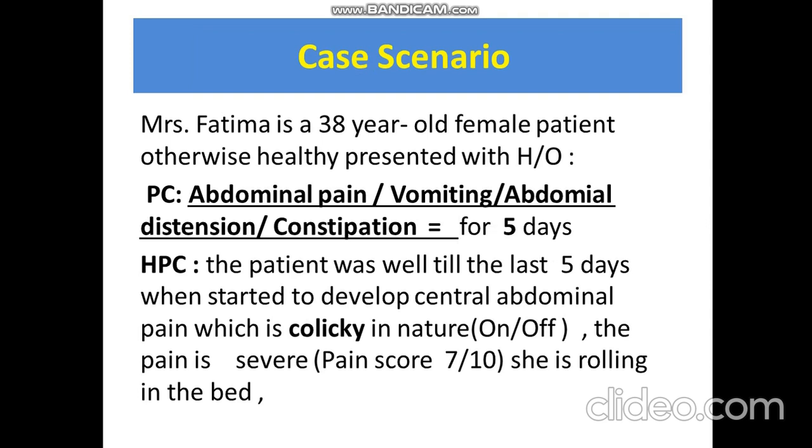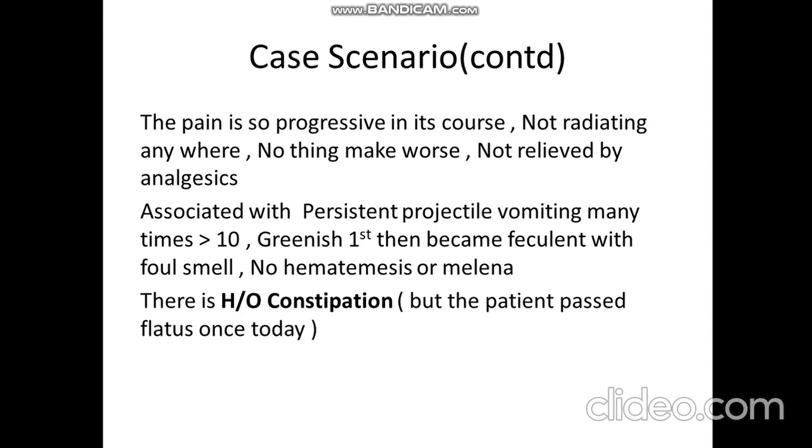central abdominal pain, which is colicky in nature, on and off, and the pain is severe. The pain score was 7 out of 10 as described by the patient. She was rolling in the bed, as she said. The pain is progressive in its course, not radiating anywhere, not relieved by analgesia or medication, associated with projectile vomiting many times, 10 times, bilious first, then became feculent with foul smell, with no hematemesis or melena.